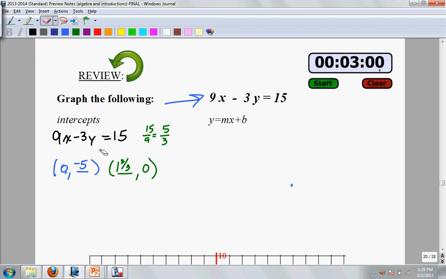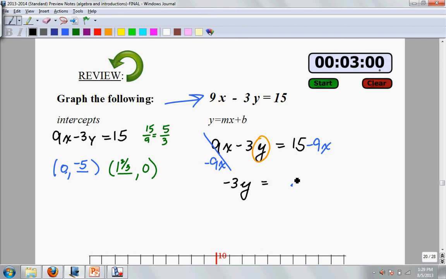Or we change it to y equals mx plus b, which would be 9x minus 3y equals 15. Start by circling the y. Your goal is to get y all by its lonesome. So step 1, we're going to minus 9x both sides. We end up with negative 3y equals negative 9x plus 15.